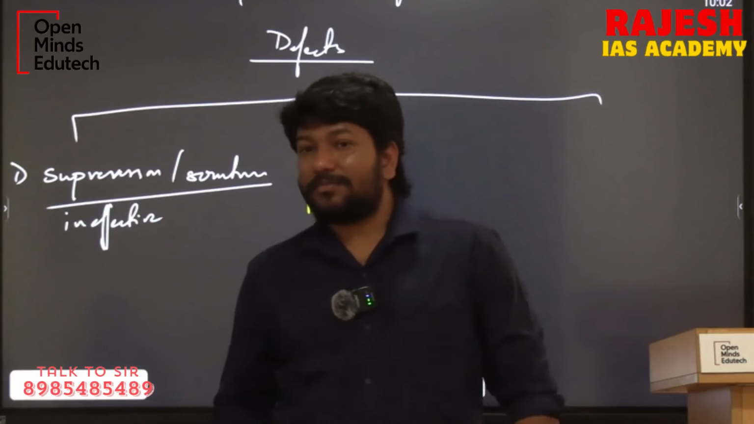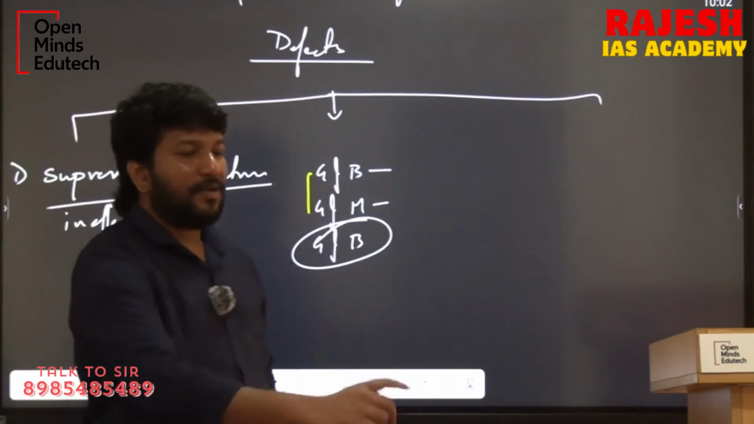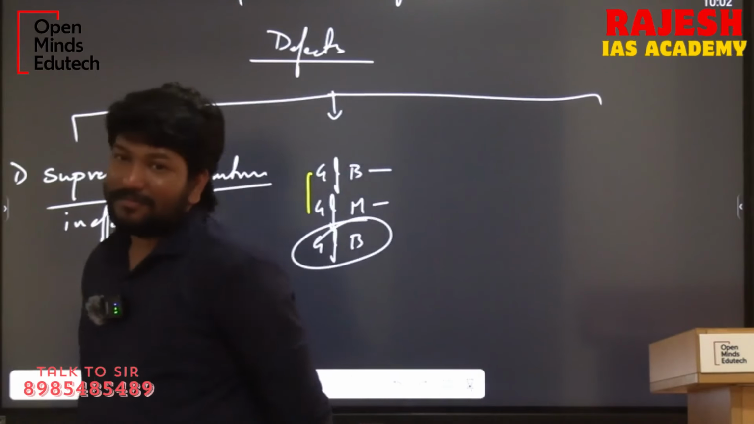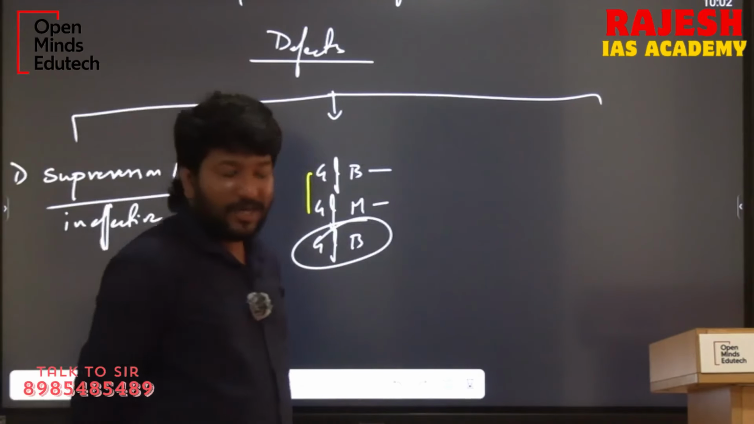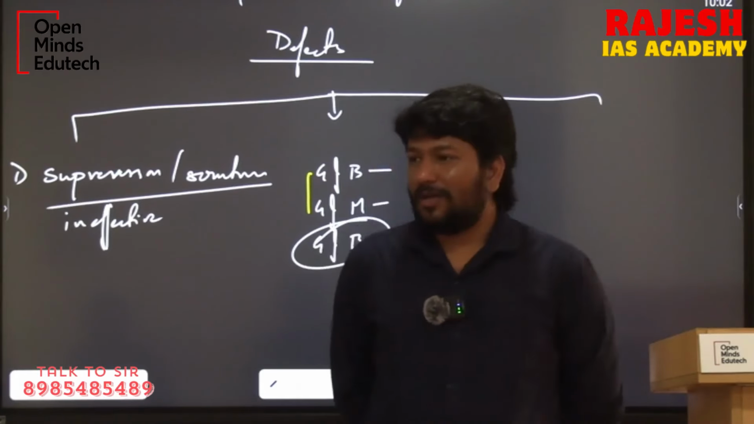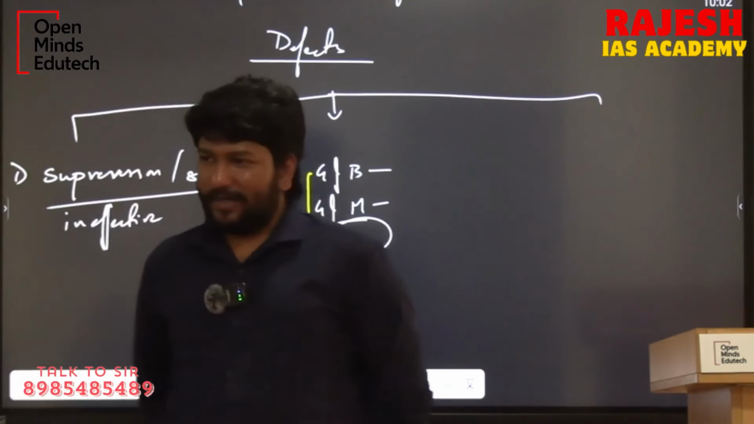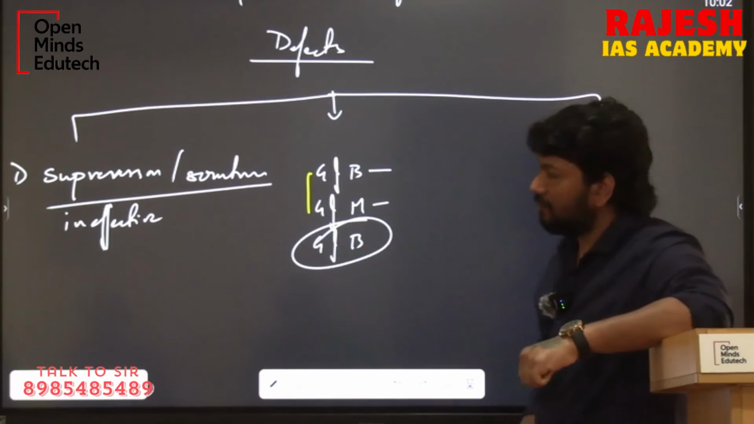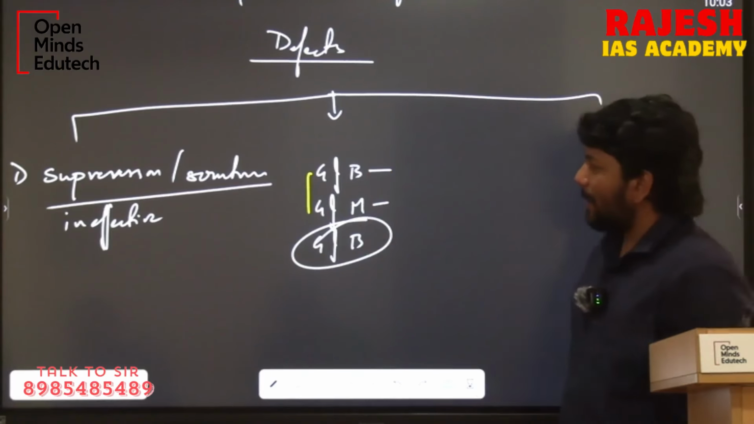Any example? The Anglo-Maratha War, the First Anglo-Maratha War. Warren Hastings became the Governor General, but Bombay started war on its own. Mysore also started war. So you can write this example. The control of the center was not effective, because they are not listening.